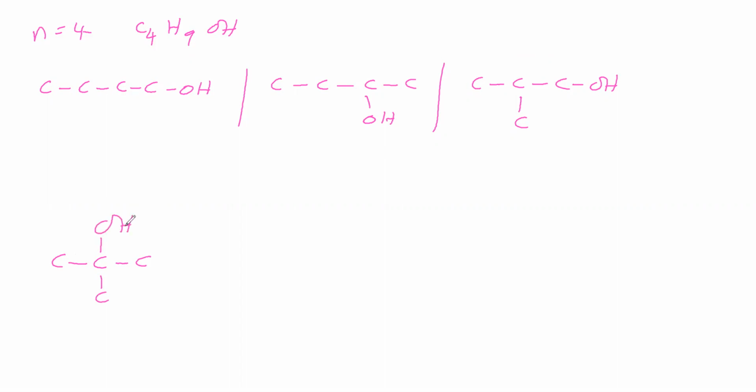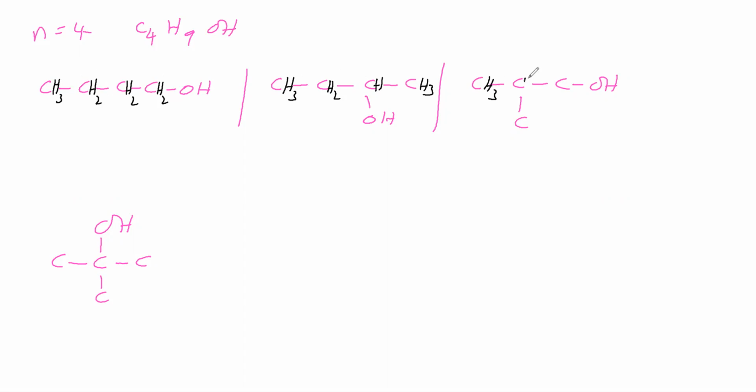Then let us give hydrogens now. This carbon has a single bond, so let us give 3 hydrogens. This carbon has 2 bonds on either side, therefore we will give 2 hydrogens. For this carbon 2 hydrogens, for this carbon 2 hydrogens. This carbon has a single bond, therefore give 3 hydrogens. For this carbon 2 hydrogens. This carbon has 3 bonds, so give only 1 hydrogen. For this carbon 3 hydrogens.